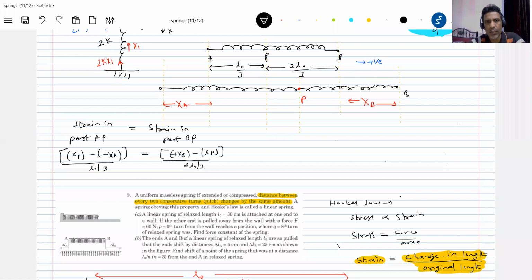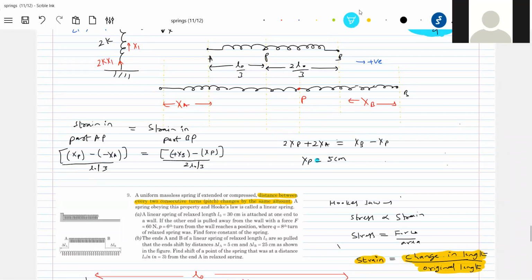Okay, now come for this. This should be, we get 5, sir. 2xp plus 2xa is equal to xb minus xp. Okay, so solve this now. XP will be 5 centimeter. Yes, sir, 5. Check the answer given in the book, it will be 5 centimeter.